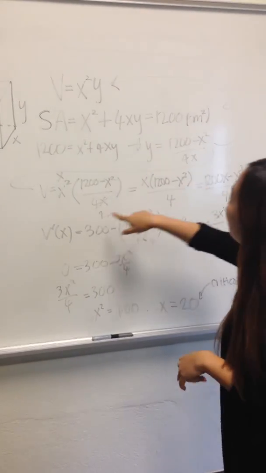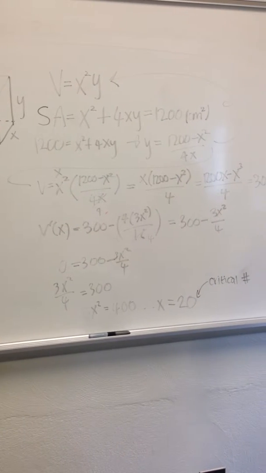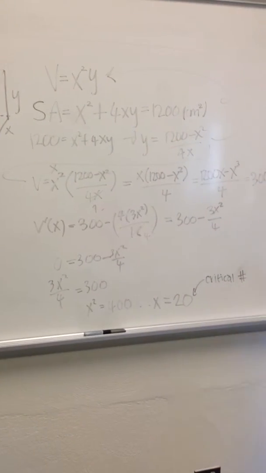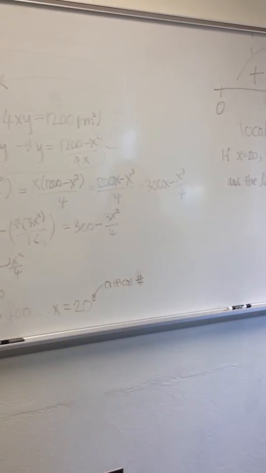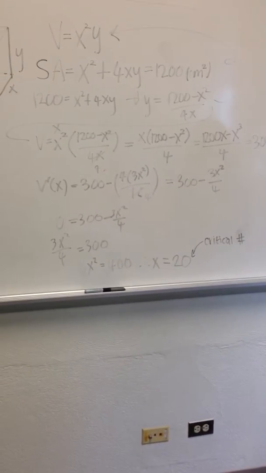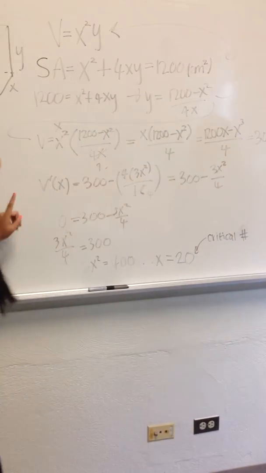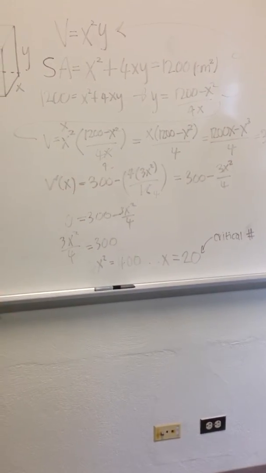And then we plug that into the volume equation, and we get (300x minus x cubed) over 4. So in order to find the critical numbers of this equation, we need to find V prime of x. So we differentiate this, and we get (300 minus 3x squared) over 4.